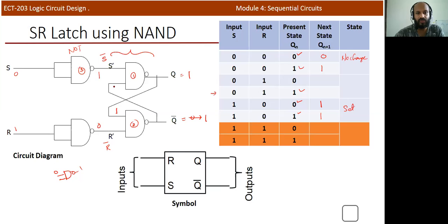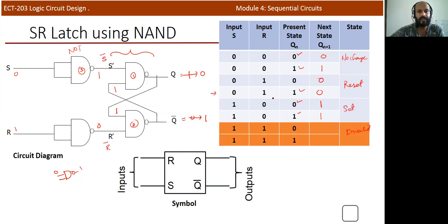Now this 1 is fed back to the input of NAND gate 1. So both inputs are 1, so this 1 will change to 0. Similarly, if you evaluate the other case, you will get 0 here. And you can call it a reset condition. And the last state is an invalid state.